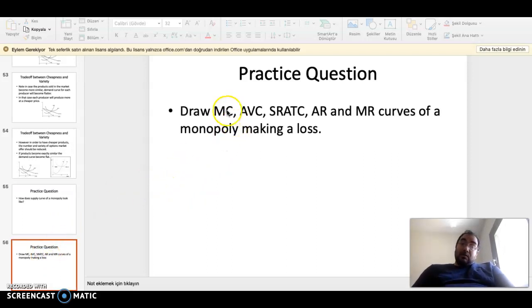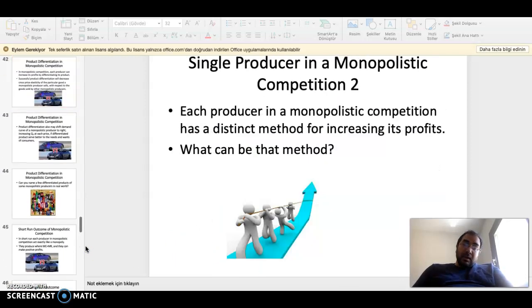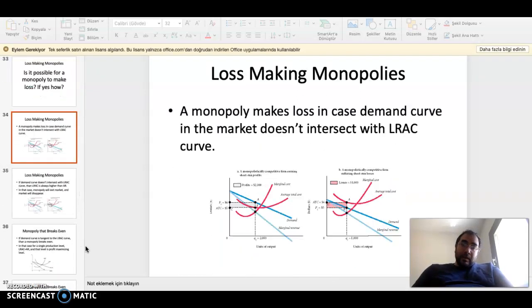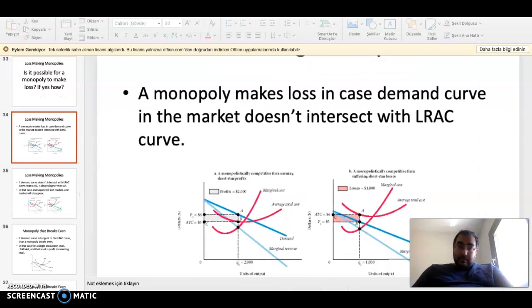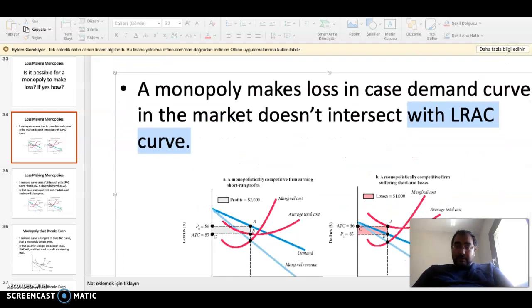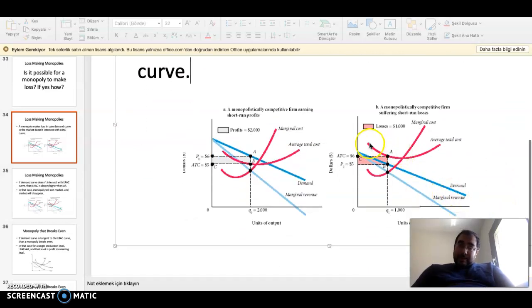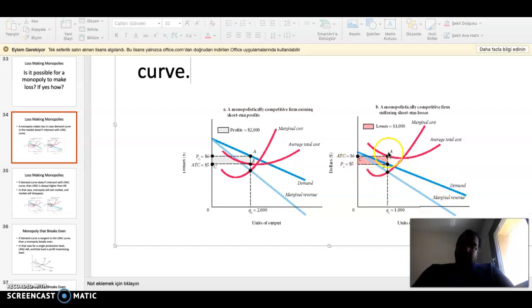So the second question: draw the marginal cost, average variable cost, short-run average total cost curve, average revenue curve, and marginal revenue curve for a monopoly that is making a loss. Let me just show you a drawn version. Here it is. So this monopoly, okay, this is the average total cost curve, this is the marginal cost curve, this is the demand curve, this is the marginal revenue curve, and this is the amount of loss made by the company.